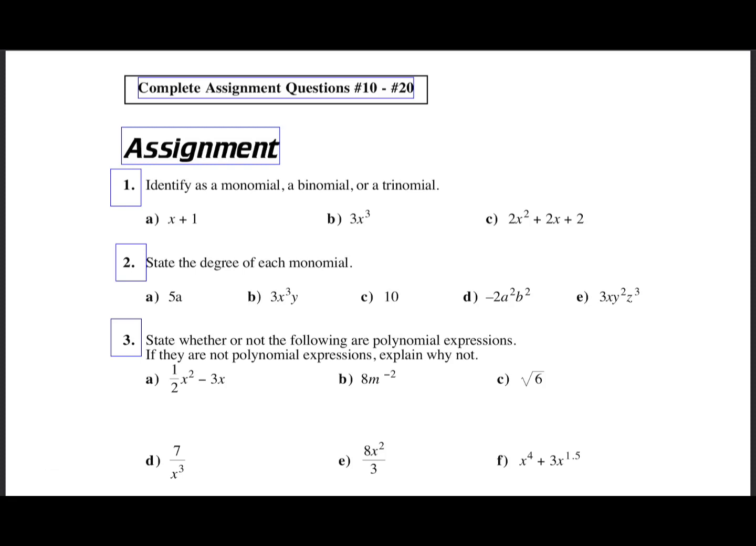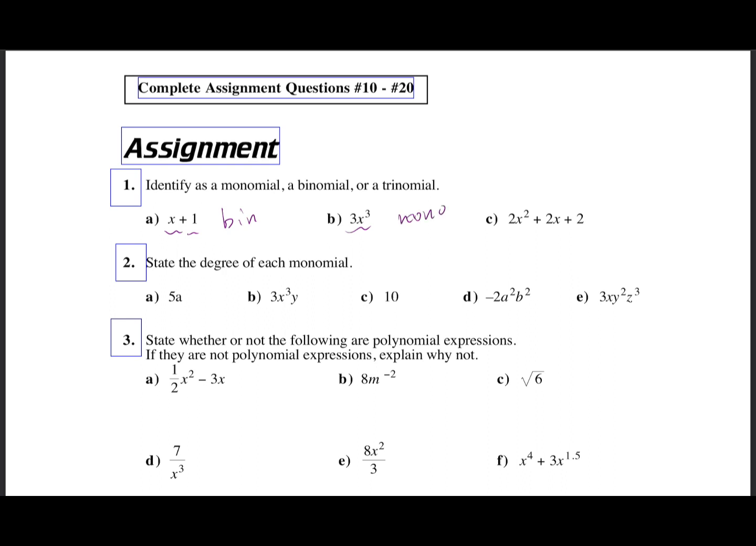Okay, let's do our homework. The first one is monomial, binomial, and trinomial. For this one, there are two terms, so this is binomial. And the second one has only one term, so this is monomial.